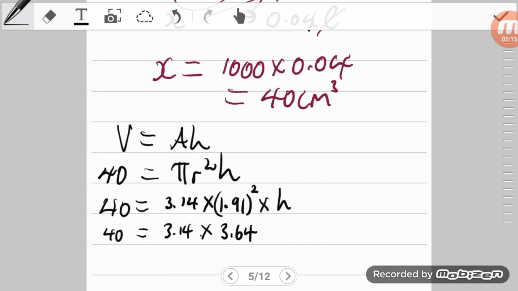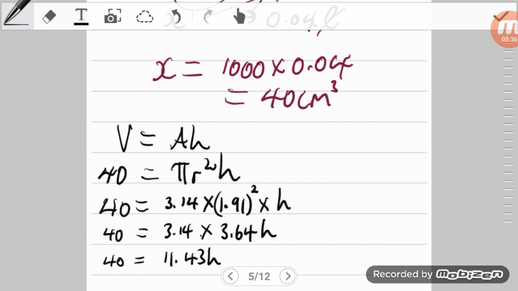So go ahead now, 3.64 multiplied by 3.14. We get our answer to be here 40 is equal to 11.43 h. All right, don't forget our h there.